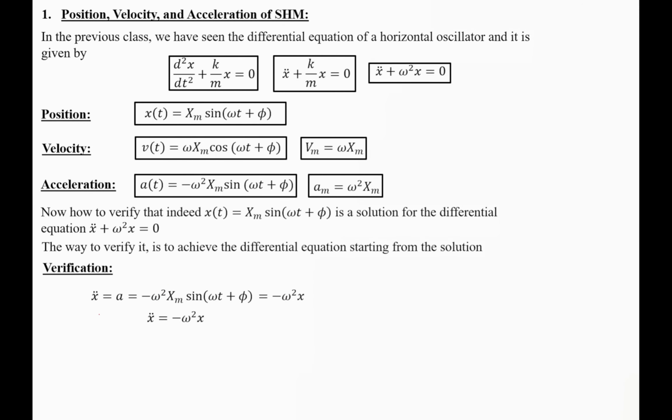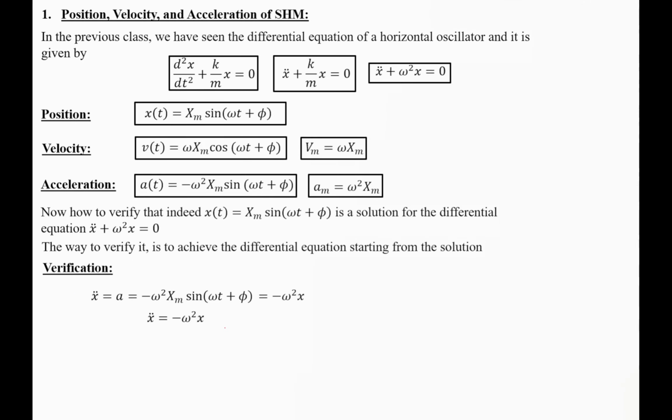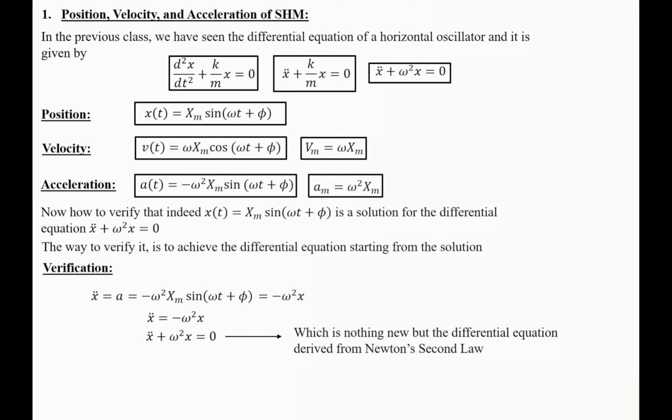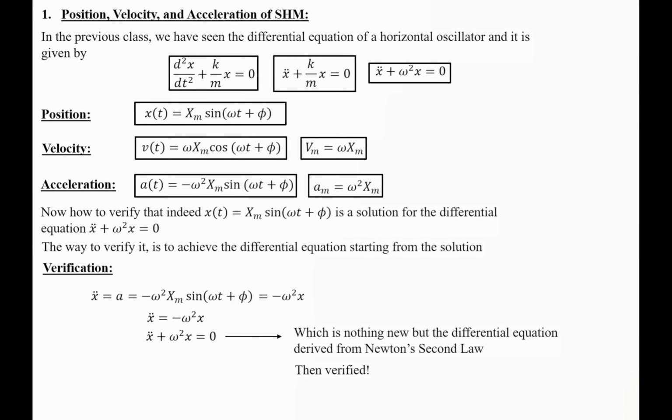which means that, comparing the left and the right member, x double dot is minus omega squared x, which means x double dot plus omega squared x is equal to 0, which is basically the differential equation that we have up top, which is nothing new but the differential equation derived from Newton's second law. Then it is indeed verified. Then this, whether it's sine or cosine, perfectly works as a solution for this type of differential equation.